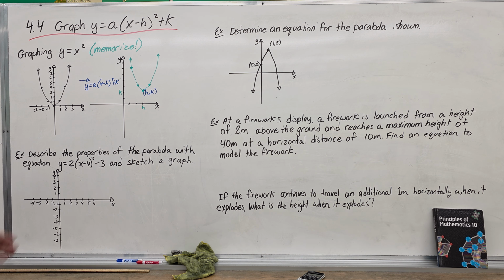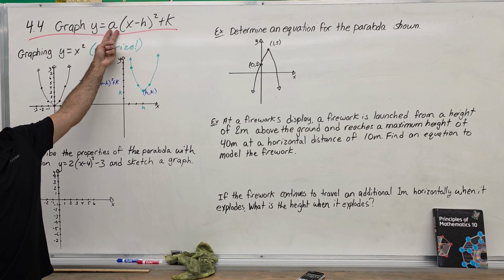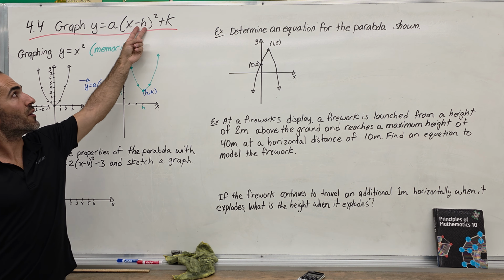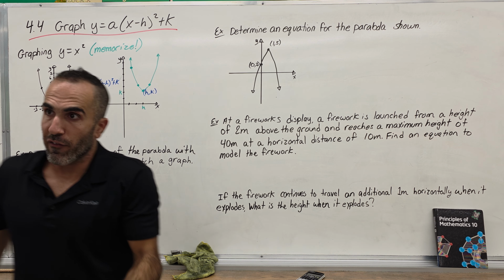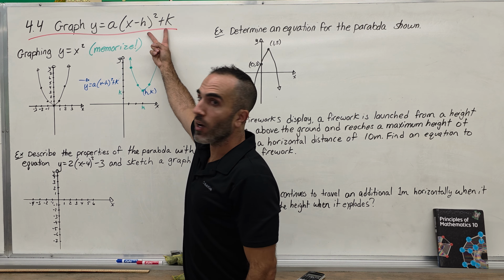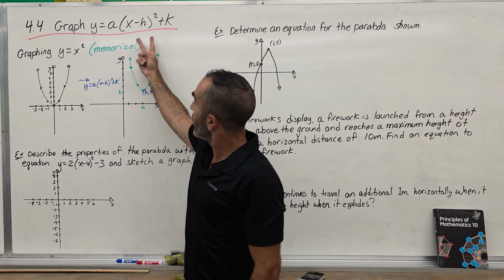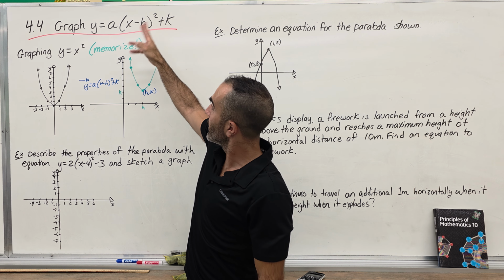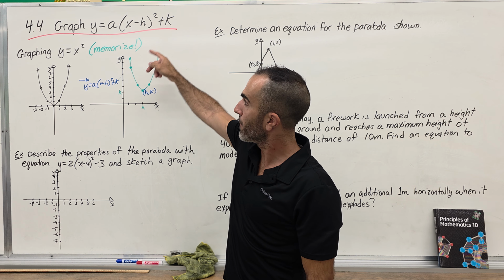Okay, now in 4.4, we learned what this means. We learned that this is like a vertical stretch or compression. This moves it left and right. This moves it up and down. Therefore, if these move it up, down, left, right, I know that this is the vertex, right? So this is why it's called vertex form, this equation.